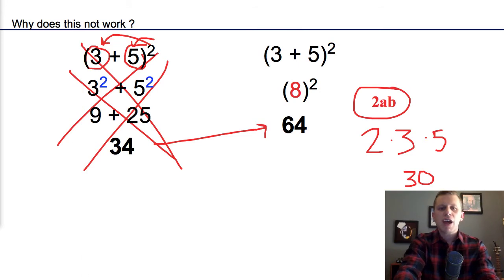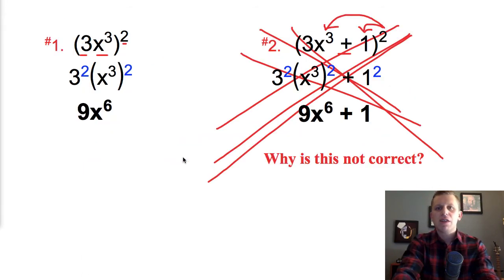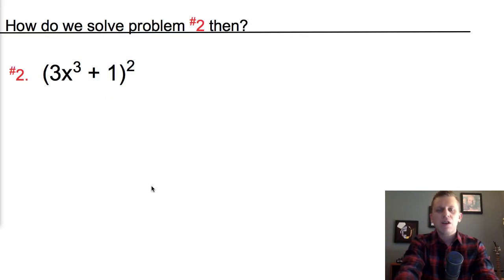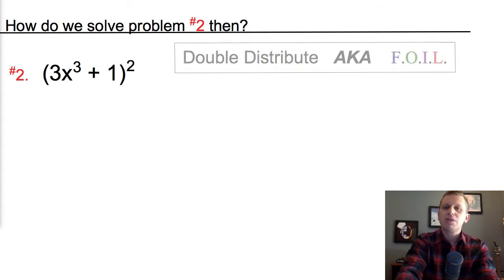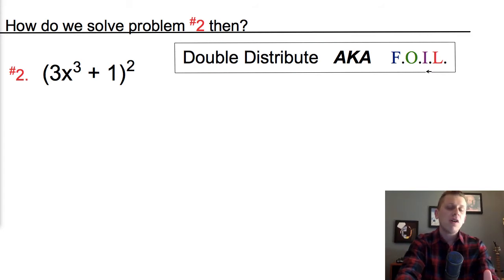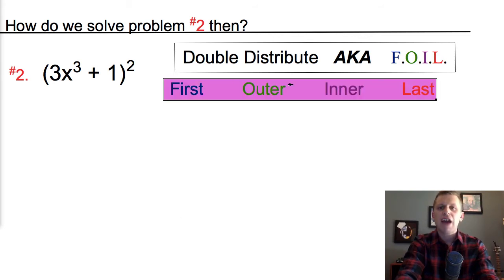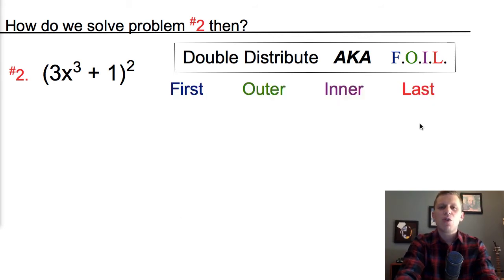So let me show you how we can go back and solve this problem here, number 2. If I want to solve this problem, what you have to do is what's called double distribute, which, as you may have heard, is sometimes referred to as FOIL. FOIL is just an acronym, where each letter stands for something. It stands for first, outer, inner, last, which is the order that you double distribute. Let me explain to you in detail how to do that.